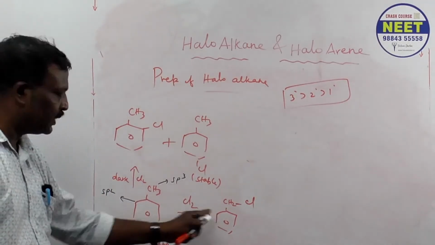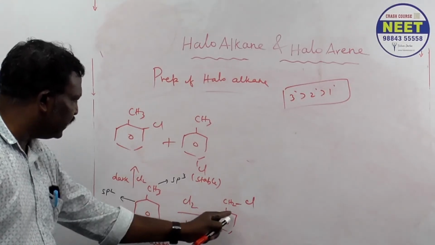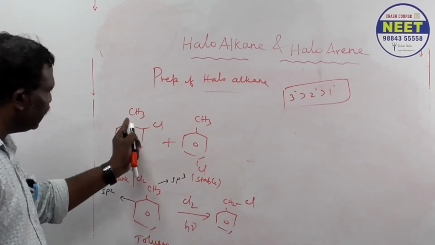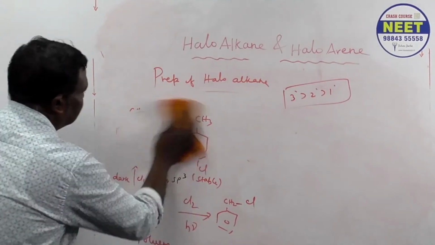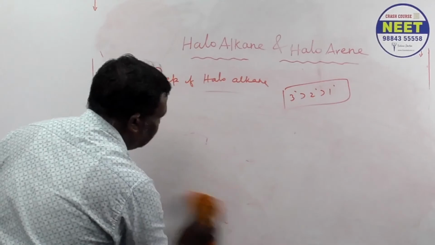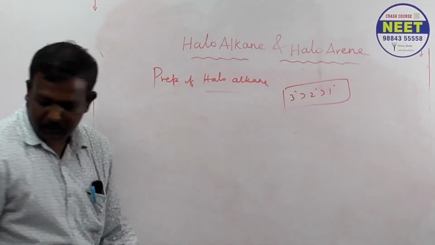Following. Are you written correctly? If you go this way, we get this product. Or if you go this way, we get this product. Okay? Understood? Right. It's very important, this one.